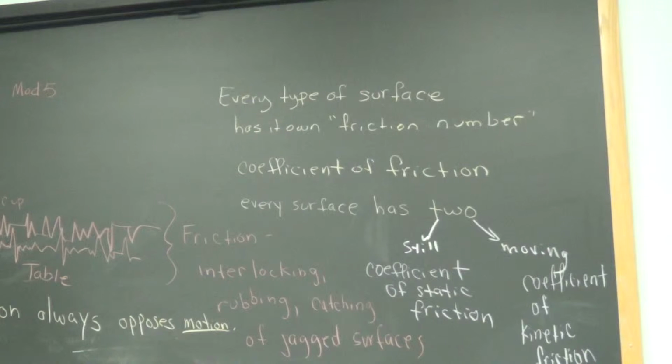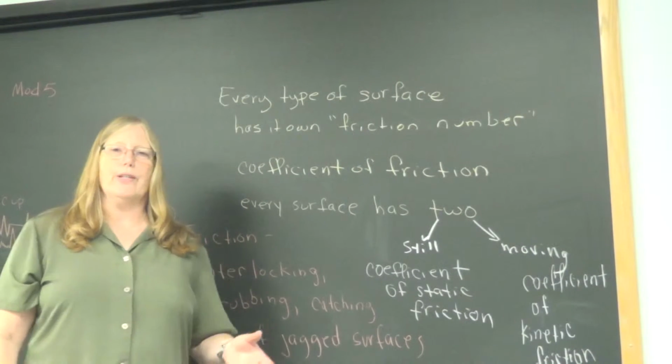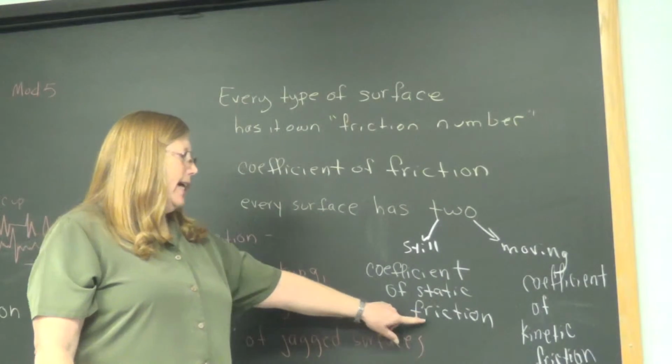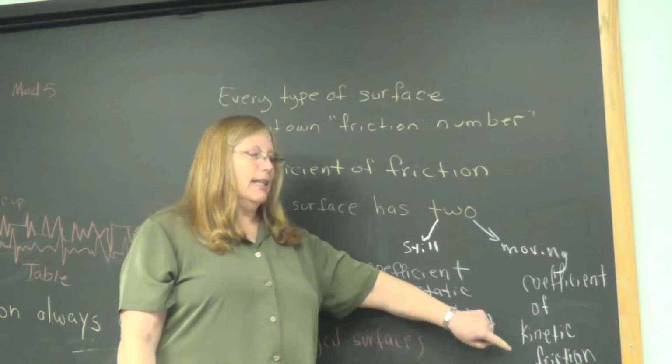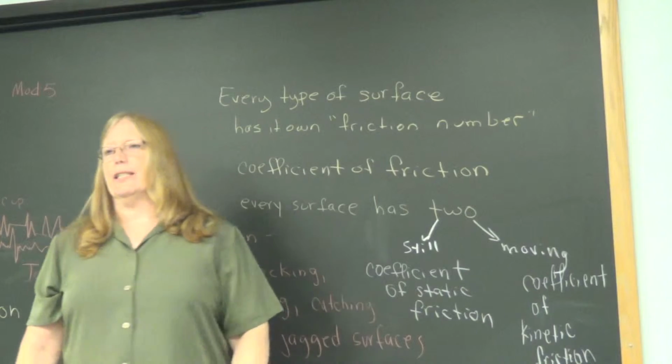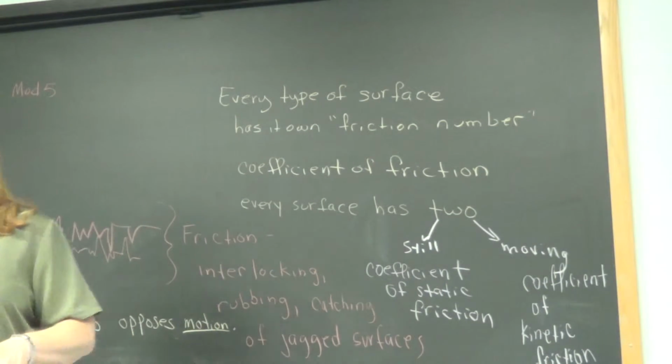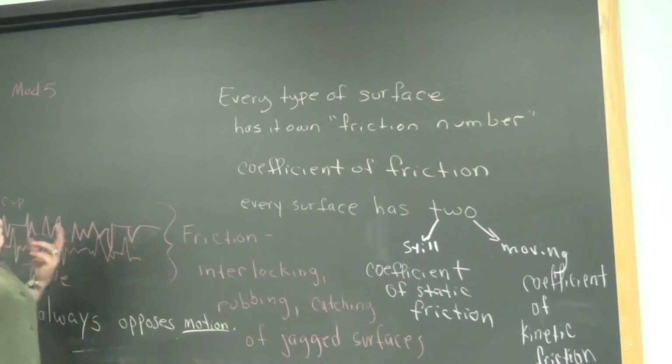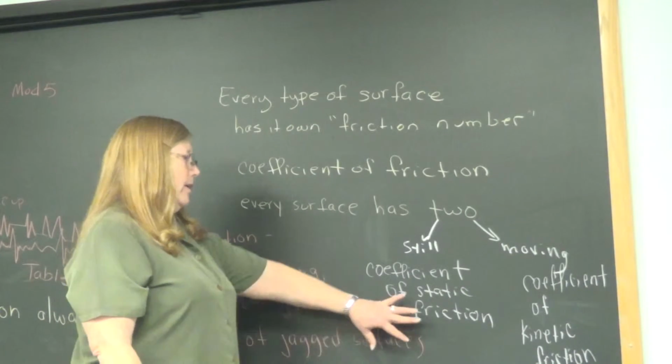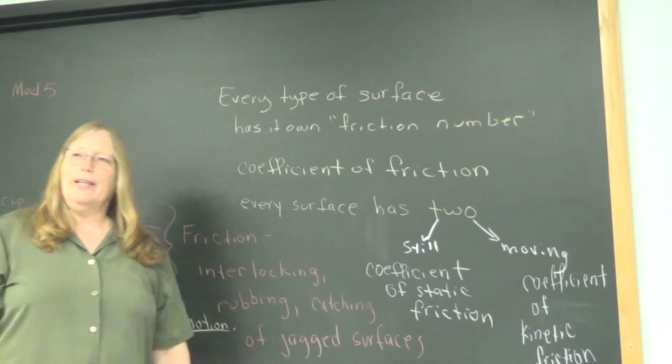Coefficient of static friction and the coefficient of kinetic friction for every surface. Wood, it has a static friction coefficient, it has a kinetic friction coefficient. Plastic, same thing. Metal, same thing. Sandpaper, same thing. So, the symbol, did she teach you the symbol?